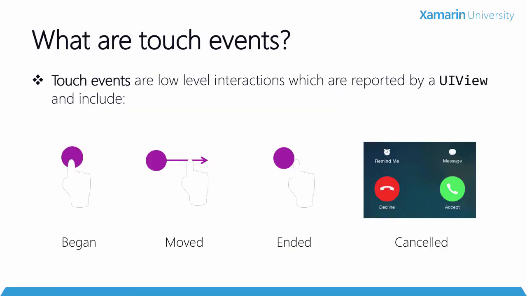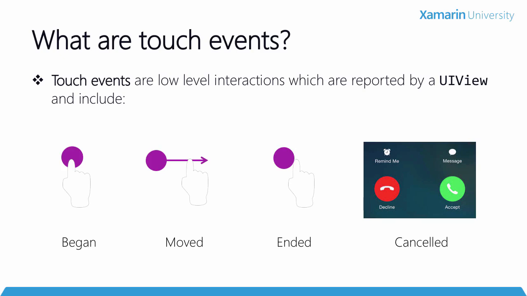Apple has defined 4 phases of a touch interaction that you can handle. There's began, moved, ended, and canceled. Now the first 3, began, moved, and ended, are fairly obvious, and these correspond to a simple touch interaction where you touch the screen, move your finger, and then lift it from the screen. But canceled is interesting, and it could have alternatively been called interrupted, because canceled occurs when the touch sequence was ended due to some external stimulus.